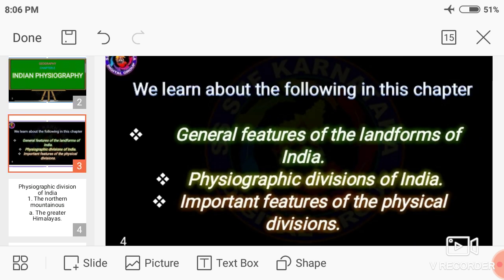Okay, dear students, in the next class we will discuss the peninsular plateau and the coastal plains and islands, the physiographic divisions of India. In this concept, the peninsular plateau and the coastal plains, and the important features of these physical divisions. These points we will discuss next class.